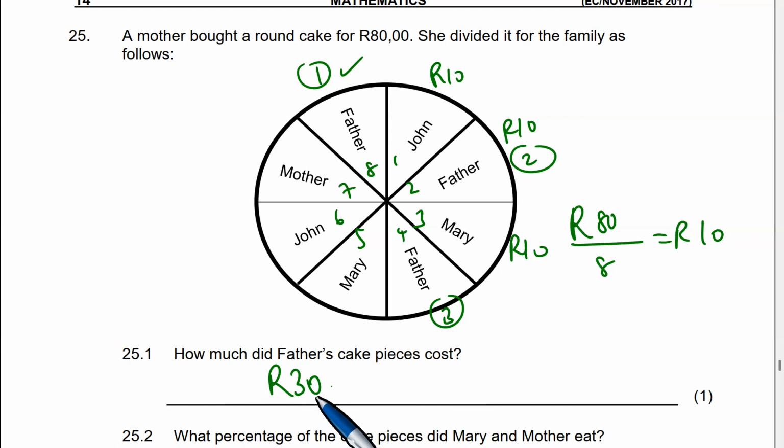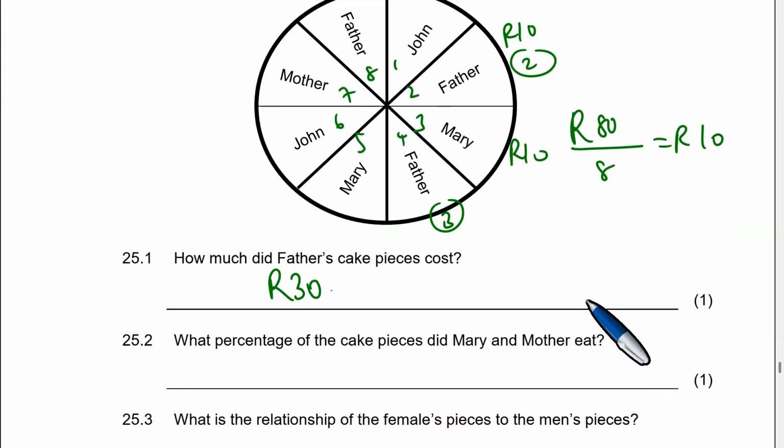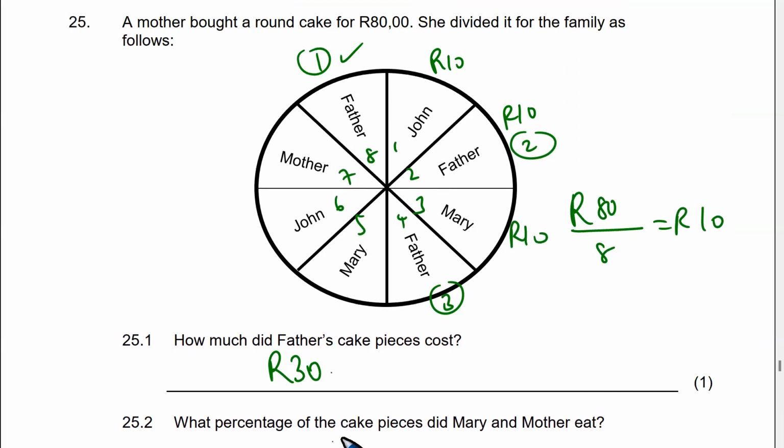All right, next. What percentage of the cake pieces did Mary and mother eat? Mary and mother together. Mary ate how many parts of the cake? 2 parts. The mother got how many parts? 1 part. So how many parts did they both eat? They both ate 3 parts.